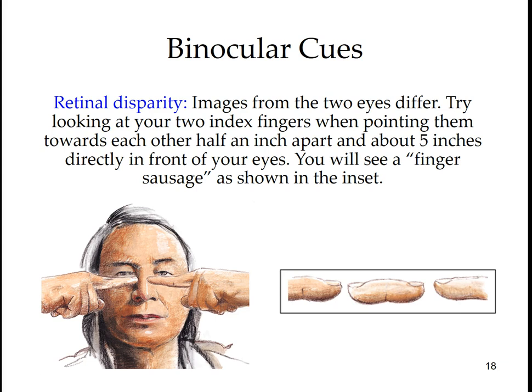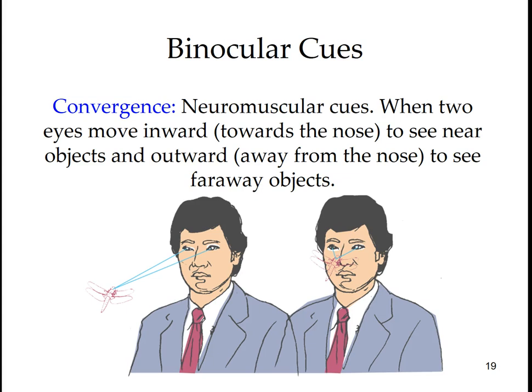In the retinal disparity cue, the brain computes the relative distance of an object by comparing the slightly different images of the object cast on our two retinas. The greater the difference, the greater the distance. In convergence cues, the brain calculates the degree of neuromuscular strain when our two eyes turn inward to look at a nearby object. The greater the strain, the closer the object. So convergence is this neuromuscular cue when two eyes move inward towards the nose to see nearer objects and outward away from the nose to see far away objects.